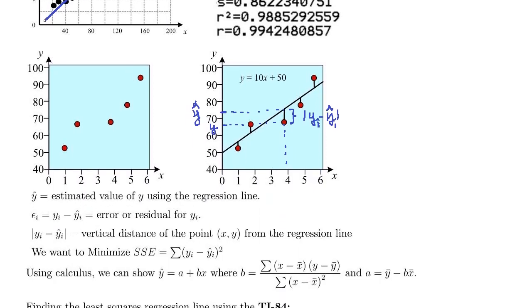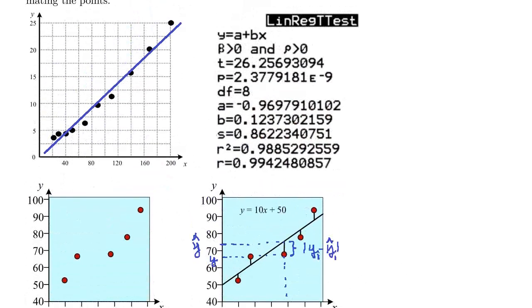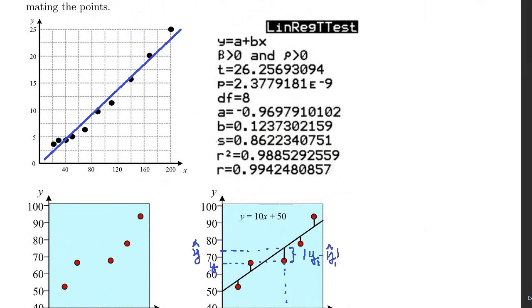The only other thing that I'll mention here to wrap up is that your regression line cannot be used to make predictions outside the domain for the scatter plot. If we go back up to our scatter plot here, that domain starts at a little higher than 25 and ends at, I believe, 203. So you don't want to use your regression line to make predictions that are too much outside that domain of the scatter plot.